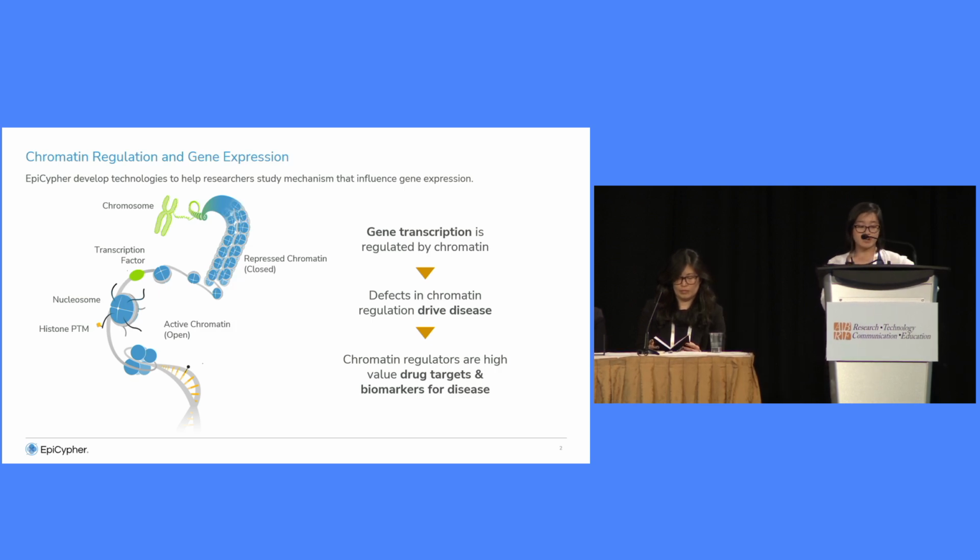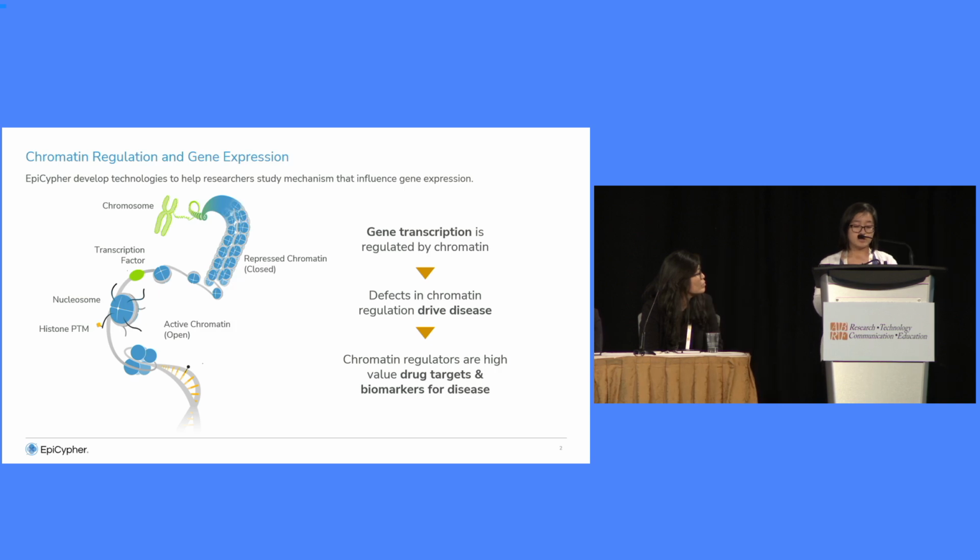So a little bit of background. Chromatin consists of DNA wrapped around histone proteins, forming nucleosomes. Various modifications to chromatin play a crucial role in regulating gene expression. When these processes become dysregulated, they can drive disease, making chromatin regulators valuable drug targets and biomarkers, particularly in oncology and immunology. So there are different types of chromatin regulators, such as histone post-translational modifications on the histone tail, chromatin remodelers, proteins that reposition nucleosomes, or transcription factors and other chromatin-associated proteins that bind to the DNA.